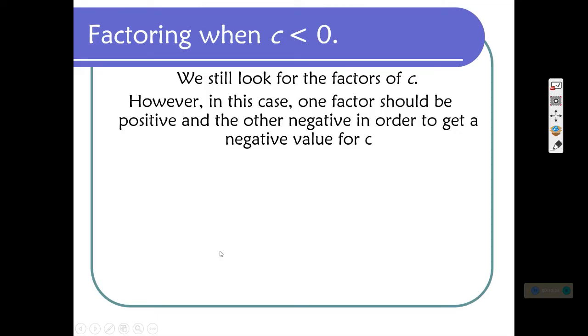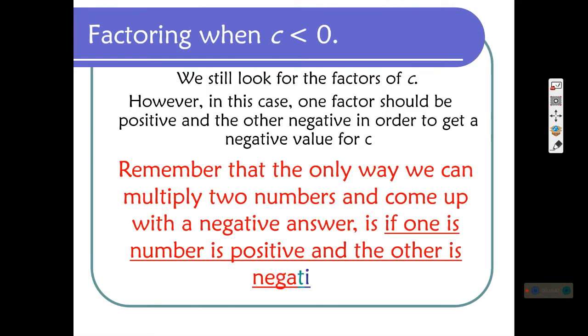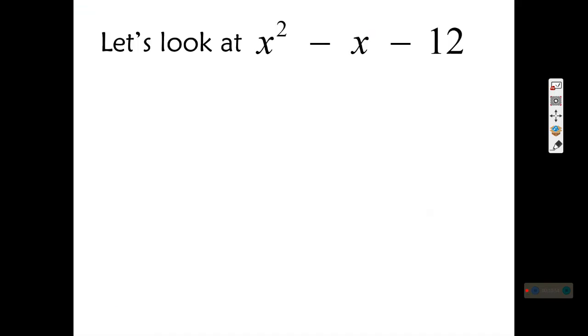Okay. How about if your last term is less than 0? So we still look for the factors of c. However, in this case, one factor should be positive and the other negative in order to get a negative value for c. Remember that the only way we can multiply two numbers and come up with a negative answer is if one number is positive and the other is negative.